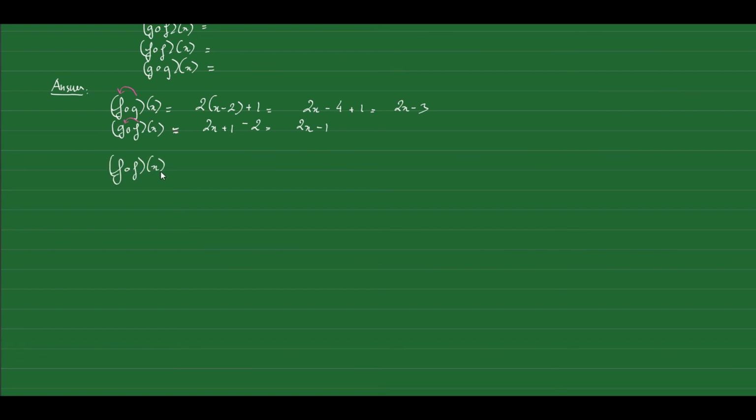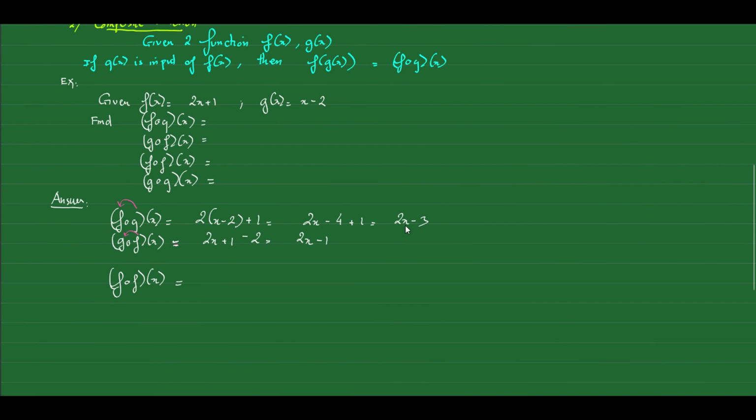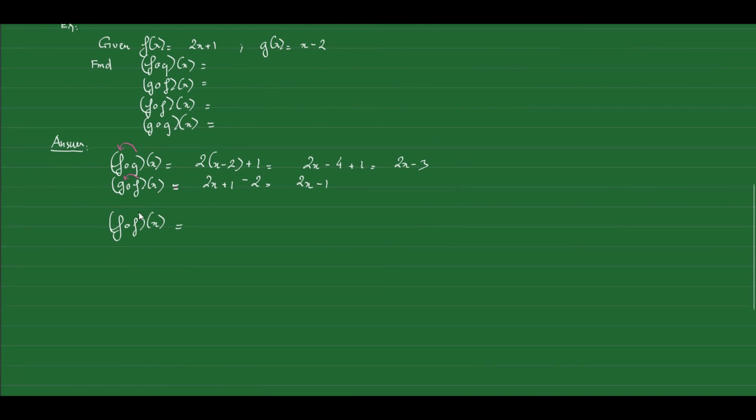I'm gonna let you do g to g. Okay, f to f. So you're gonna do f into itself. So you have 2x plus 1 plus 1. So you have 4x plus 2 plus 1, which is 4x plus 3.